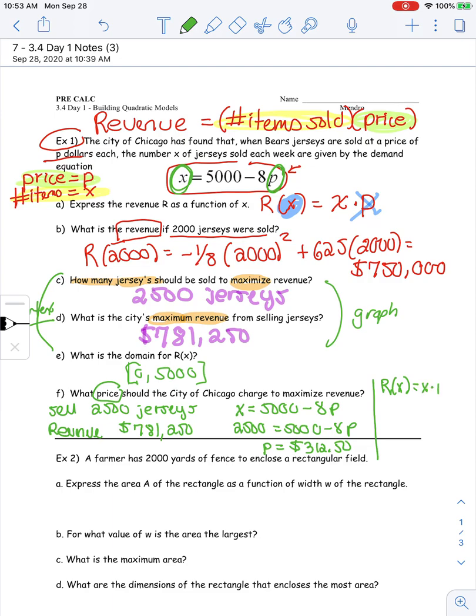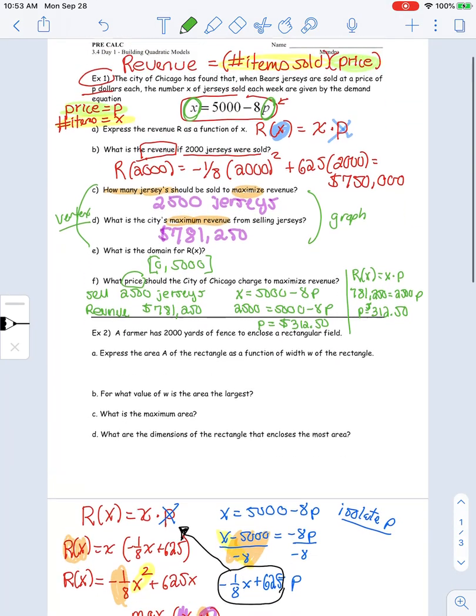Now, another option for figuring out the price is thinking back to the original equation. Revenue is the number of items sold times the price. So if I know that I want the revenue to be $781,250, and I know I need to sell 2,500 jerseys to make that happen, if I do 781,250 and divide by that 2,500, I will also get a price of $312.50. So there's two different ways you can calculate the price afterwards, but it's all based on the revenue and the number of jerseys.